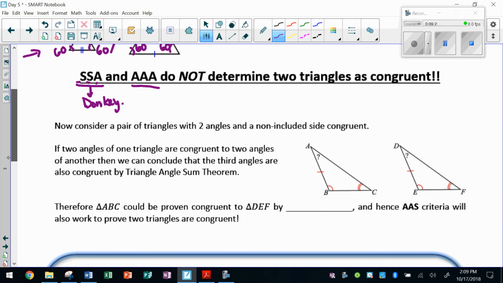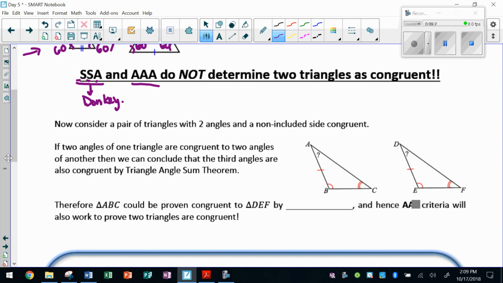How about this one? Consider a pair of triangles with 2 angles and a non-included side. So here are the 2 angles, B, C, and AB, corresponding to E, F, and DE as well. If 2 angles of one triangle are congruent to 2 angles of another, what can we conclude about the 3rd angle A and the 3rd angle D?